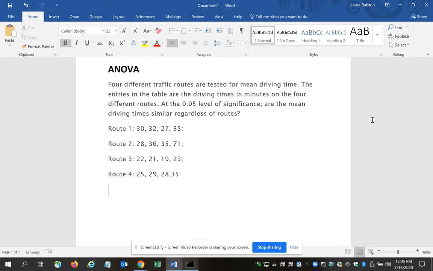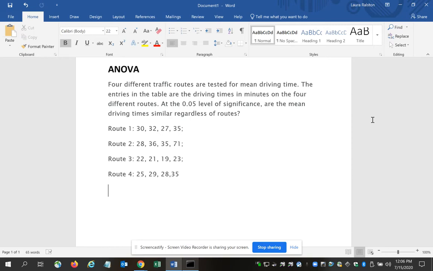So the question reads, initially, 4 different traffic routes are tested for mean driving time. The entries in the table or the list that you see there are the driving times in minutes on the 4 different routes. At the 0.05 level of significance, are the mean driving times similar regardless of the routes? And then it gives you the data information.